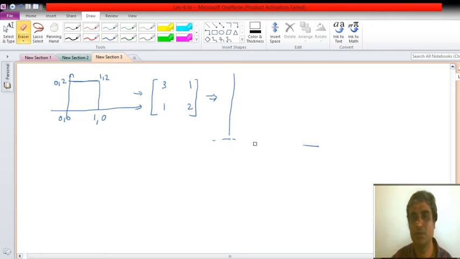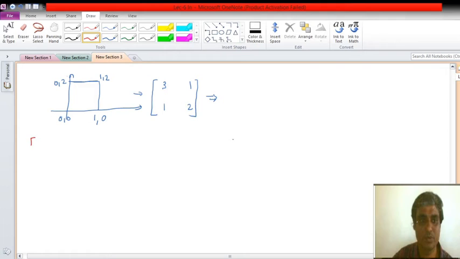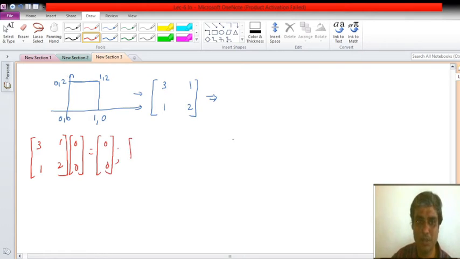So this basically I would like to find out. So let us do the operation on it. What is my first point? Suppose my matrix is 3 1 1 2. This I will map on 0 0. So what is the result? The result will be the same, 0 0. Now if I map this on the point 1 0, what is the result?